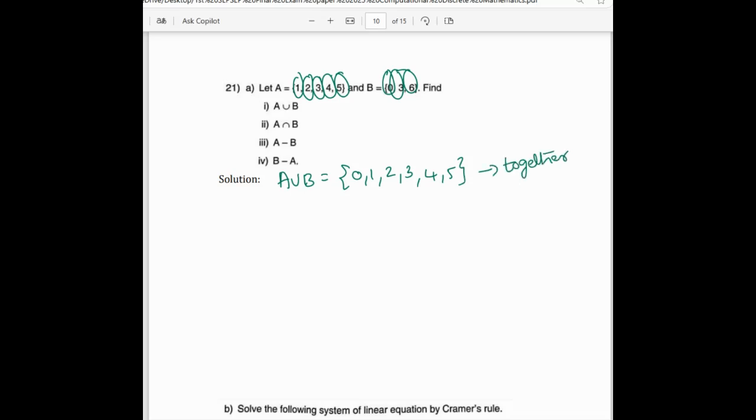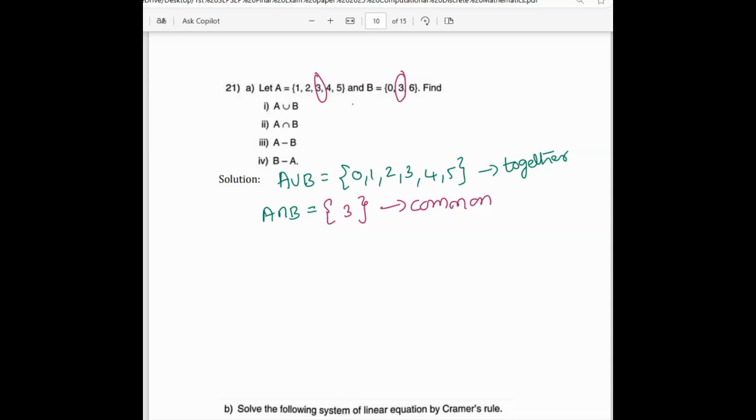Okay. Then what is A intersection B? Intersection is nothing but common. We have to see the common element in both. So what is common in both? We can see common is 3 in both. So A intersection B is 3. That is nothing but the common element.